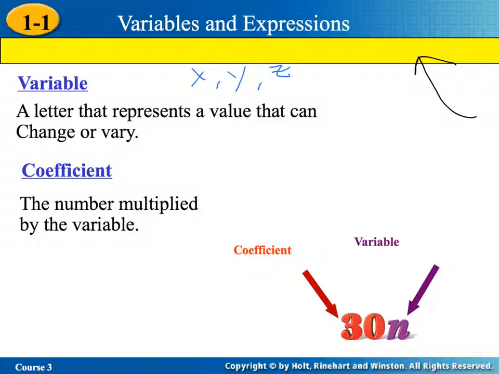The next thing is a coefficient. A coefficient is the number multiplied by the variable. If you look down below, here's an example of a coefficient and a variable. Notice the coefficient is the number out in front of the variable. This variable is that n right there. The coefficient is that number in front of the letter. Whenever you see a coefficient and a variable, it always means multiplication. If I look at 30n, those two mean 30 times n. Whenever you see a coefficient in front of a variable, where they're connected, we're talking about multiplication. Again, we're going to see a lot of that.